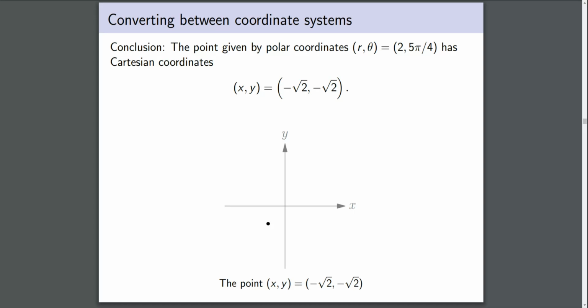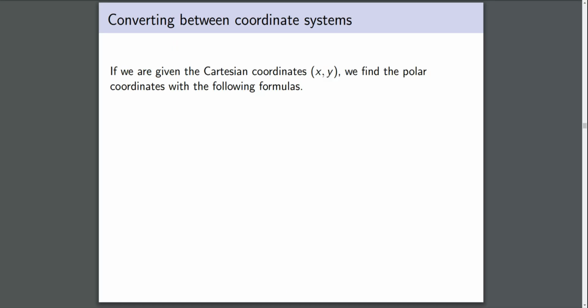Now I want to talk about doing that problem in the other direction. So let's say that we are given x, y coordinates, and we want to find the equivalent polar coordinates r and theta. Again, we're going to use a right triangle to do that. So I'm given my x, y. I get r from the Pythagorean theorem. R is the hypotenuse of the right triangle.